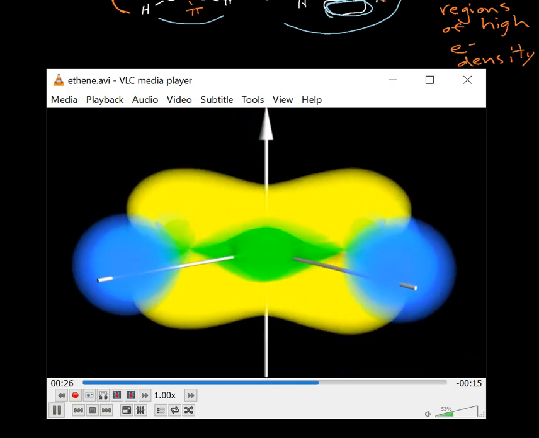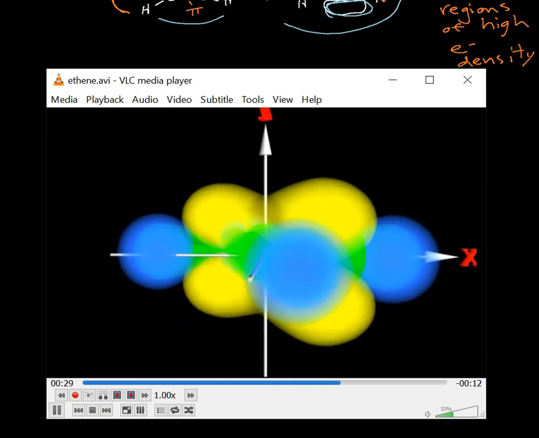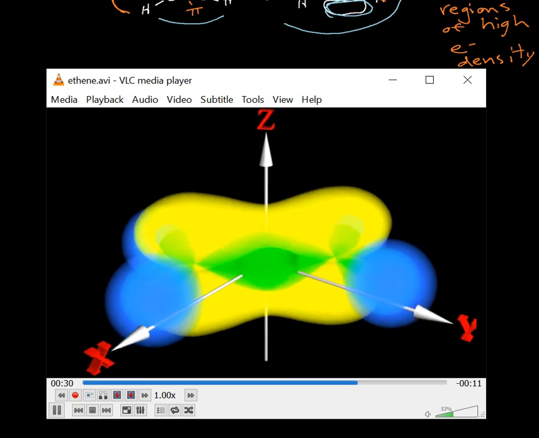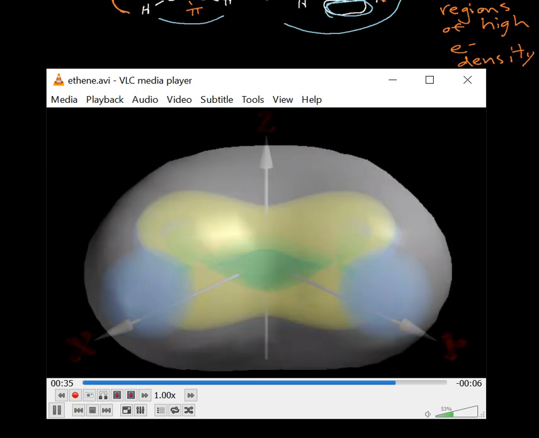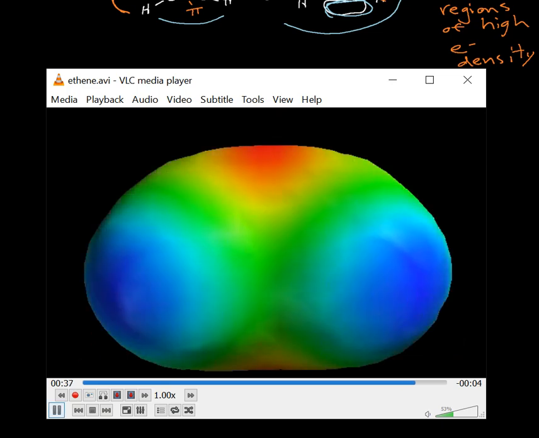The side view is a little bit more informative. And then there's our electron density map. Notice the high electron density above and below, red colored. That's what I was just talking about with those electrons in the reactive pi orbital.